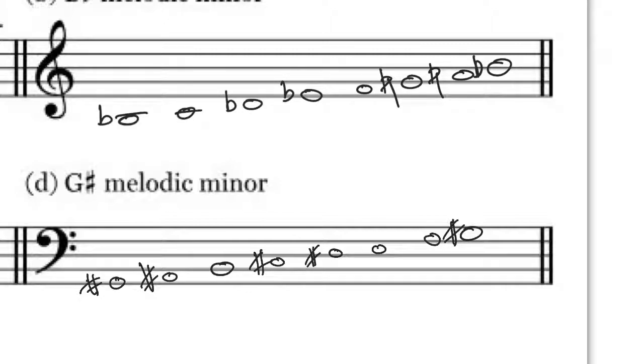But we need to raise our 6th and 7th scale degree. In the natural minor scale, we'd have an E natural here, but we have to raise that to E sharp. And we get a nice fun one here, because it's F sharp in our natural minor scale, so we have to do a double sharp here. So we have G sharp, A sharp, B, C sharp, D sharp, E sharp, F double sharp, and G sharp.